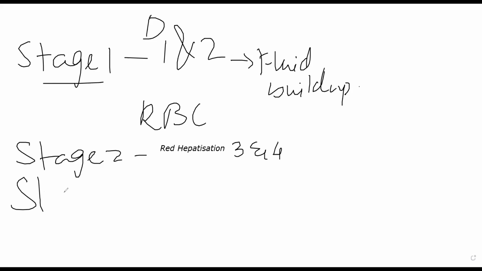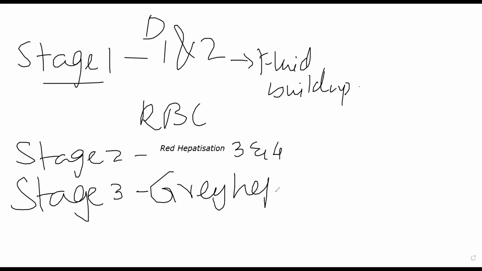Then comes stage 3. Stage 3 is called gray hepatization. This occurs in between 4th to 7th day. Okay? What is happening in this? The RBCs which went out, they are dying. Okay, because of bacteria, because of inflammatory reaction, because of several reasons, those RBCs will start to die and they will assume a gray color. That is why the stage is called gray hepatization. They will start looking gray.